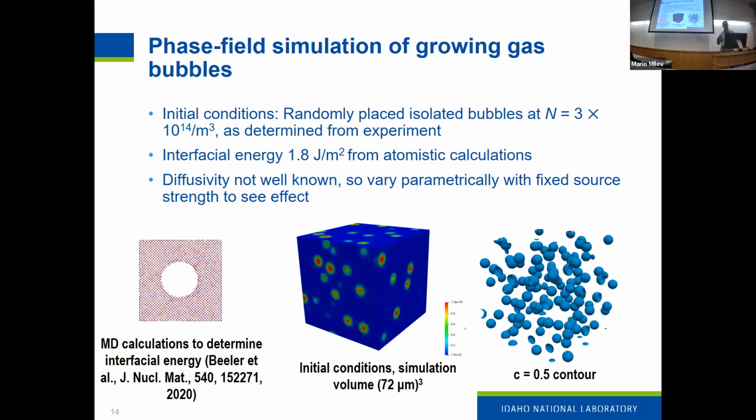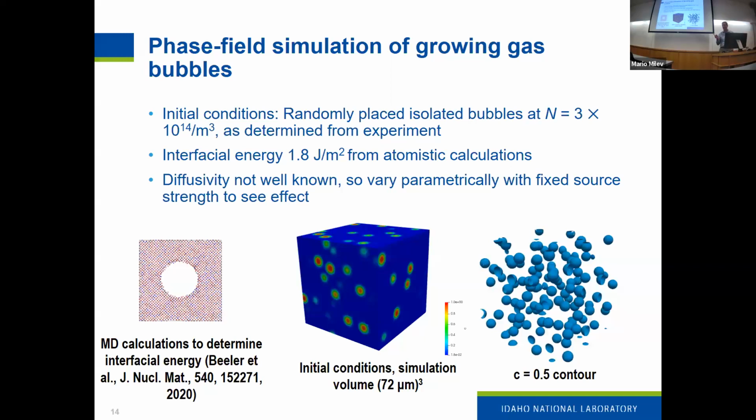I'll talk next about how we actually did these simulations with that model. We needed some initial conditions. Phase field does not handle nucleation in a natural way, so generally we have to assume some starting condition for the initial bubble density. We did have some experiments that we could use to parameterize that. So we populated a set of bubbles based on this experimentally known bubble distribution at a relatively early burnup, and used that as our initial conditions.